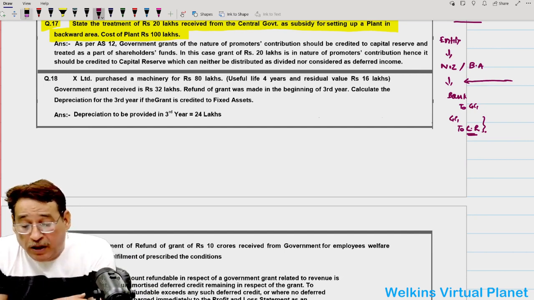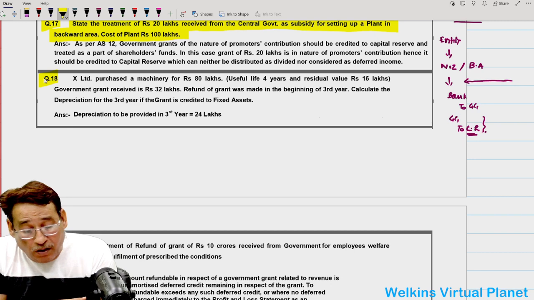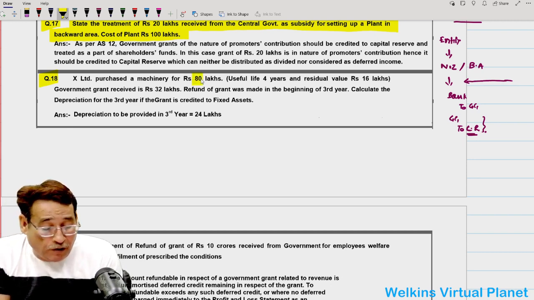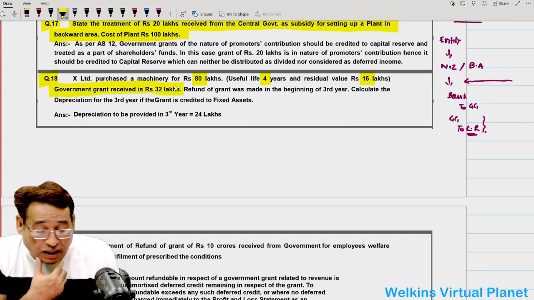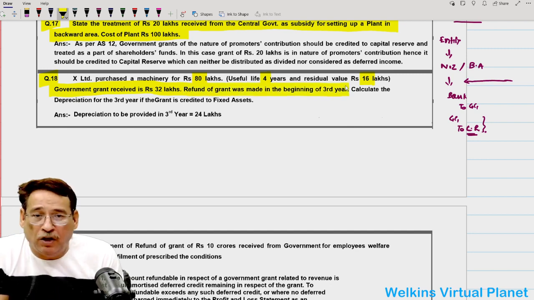Now, question number 18. X Limited purchased a machinery for rupees 80 lakh, useful life 4 years, residual value 16 lakhs. Government grant received 32 lakhs. This is the same question, but this time refund of grant is made in the beginning of the third year.